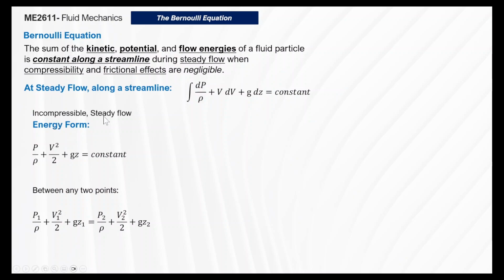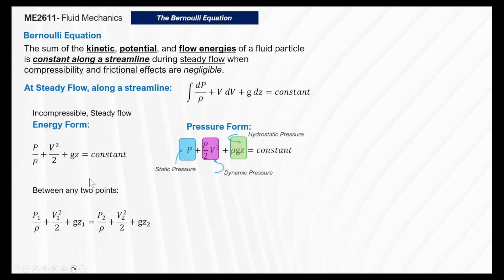So this is for incompressible steady flow, so that's one of the conditions. We have the pressure form and the head form. For the pressure form, we simply multiply everything by its density, and we have this. This here is the static pressure. This here is the dynamic pressure, and this one is something you are all familiar with from our hydrostatic forces. This is the hydrostatic pressure, which equals density times acceleration due to gravity times elevation. Dynamic pressure is simply the product of density times velocity squared over 2, and then this is the static pressure.